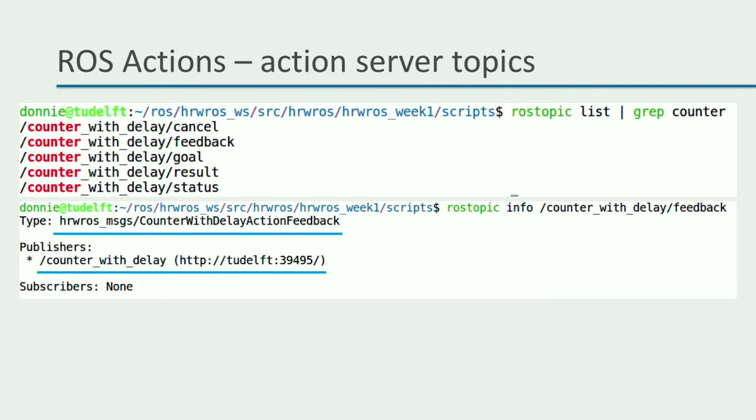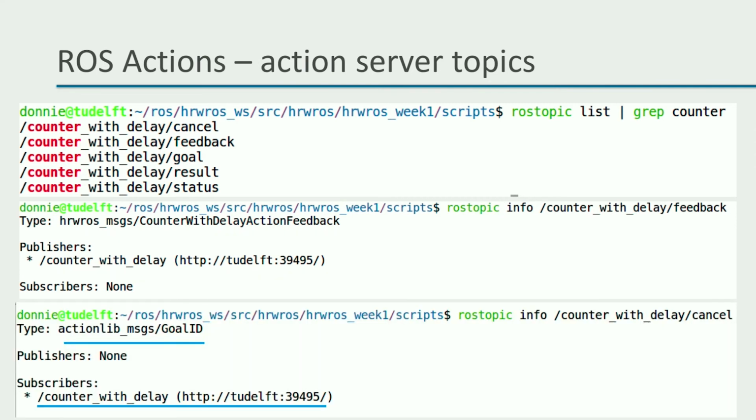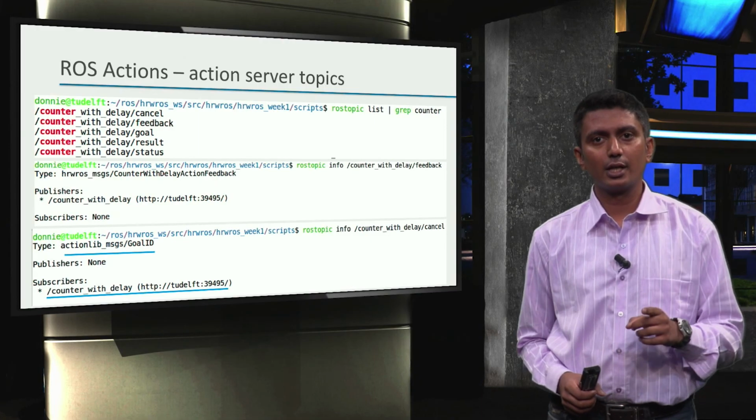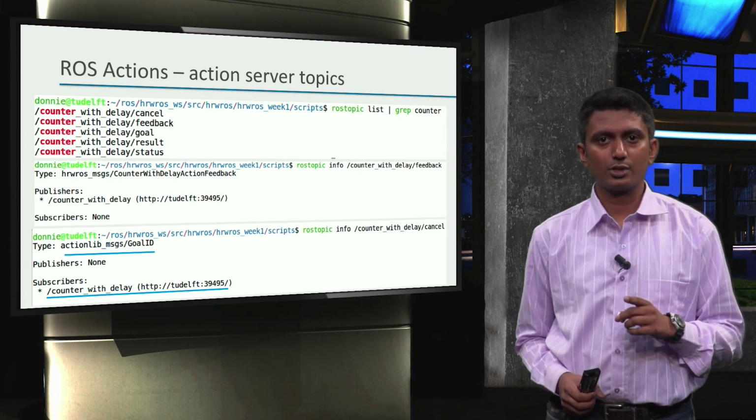First, the feedback topic is published by the action server and has the action feedback message type. And second, the action server subscribes to the cancel topic, and this is of the goal ID type. So, any node that wants to cancel a specific goal can publish the specific goal ID on the cancel topic, and the server will take care of cancelling the goal processing for that goal.